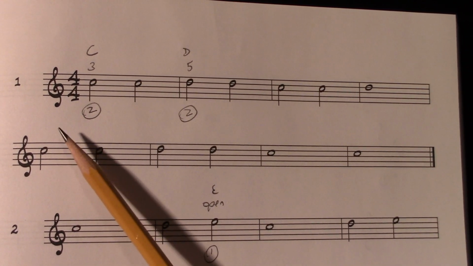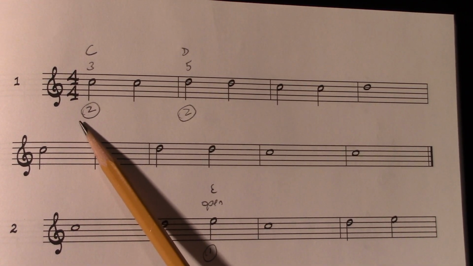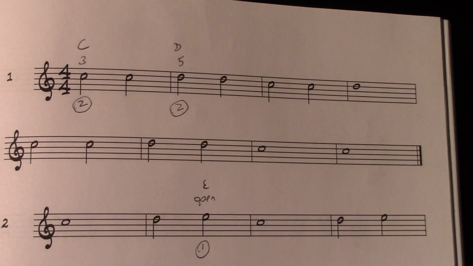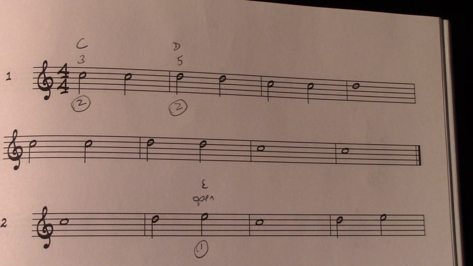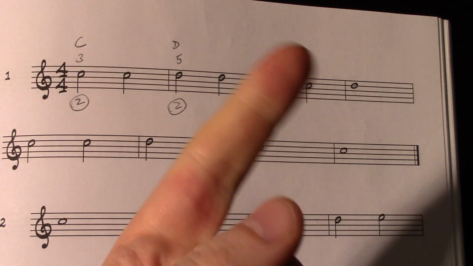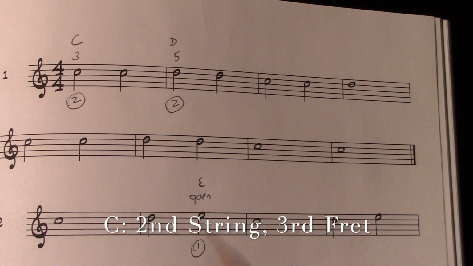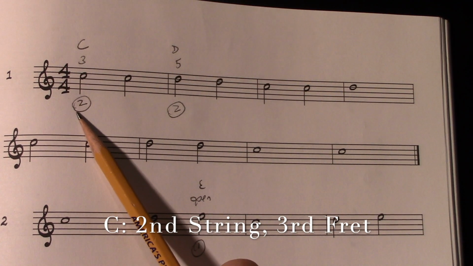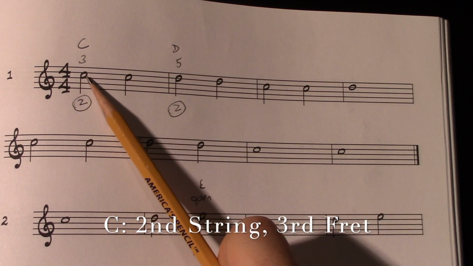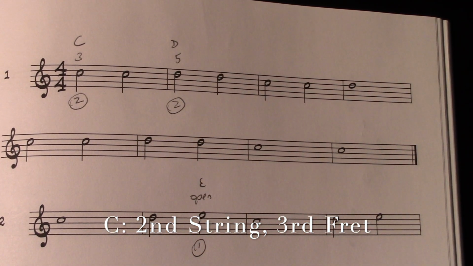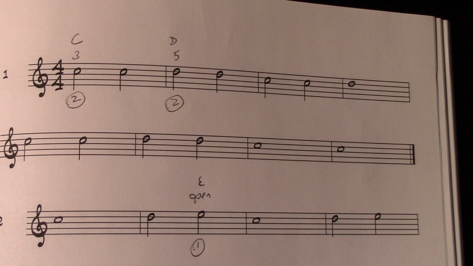So I'm mostly interested in where the note is at this point. You're probably going to play that C with your 2nd finger, which if you count our fingers, 1, 2, 3, and 4. So you can make that notation if you want to. It's your 2nd string, 3rd fret, it's a C, and you're probably going to play it with your second finger.